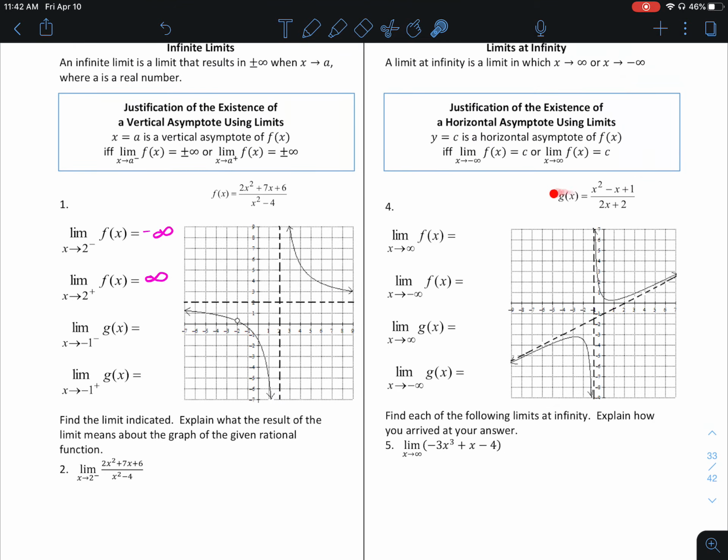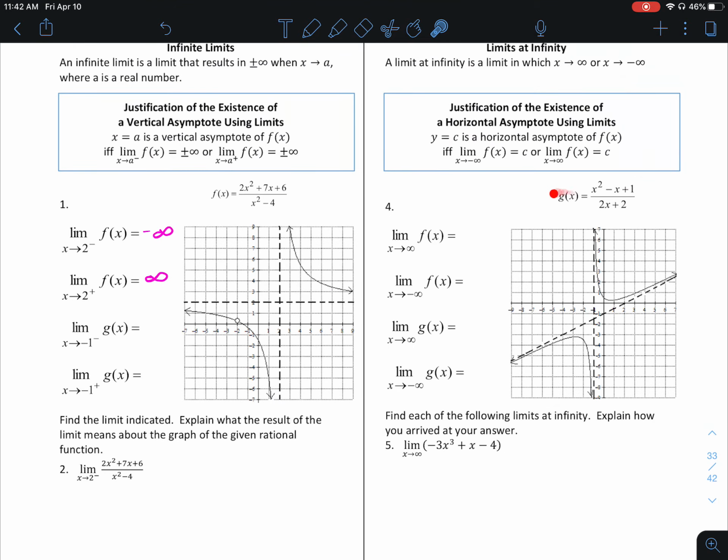To figure that out, we're going to use a little table off to the side. We're going to choose an x value to the left of 2, something super close, like a 1.9. We're going to plug that into what's remaining of this function. Our only concern is, is this number going to be positive or negative?